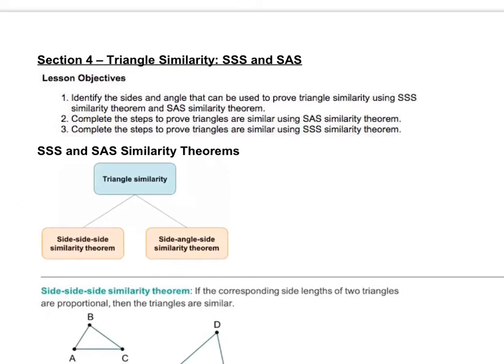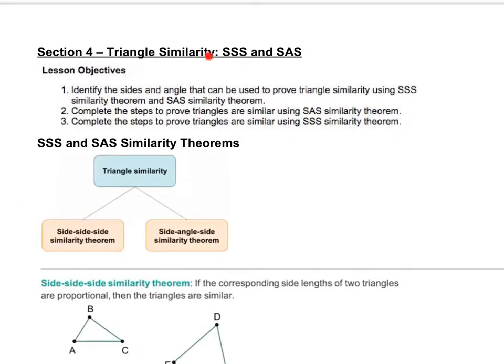And this is section 4, and this is a video about triangle similarity, what we did in section 3, but using a couple different things, using SSS and SAS, okay? And so what we want to talk about is showing triangular similarity.